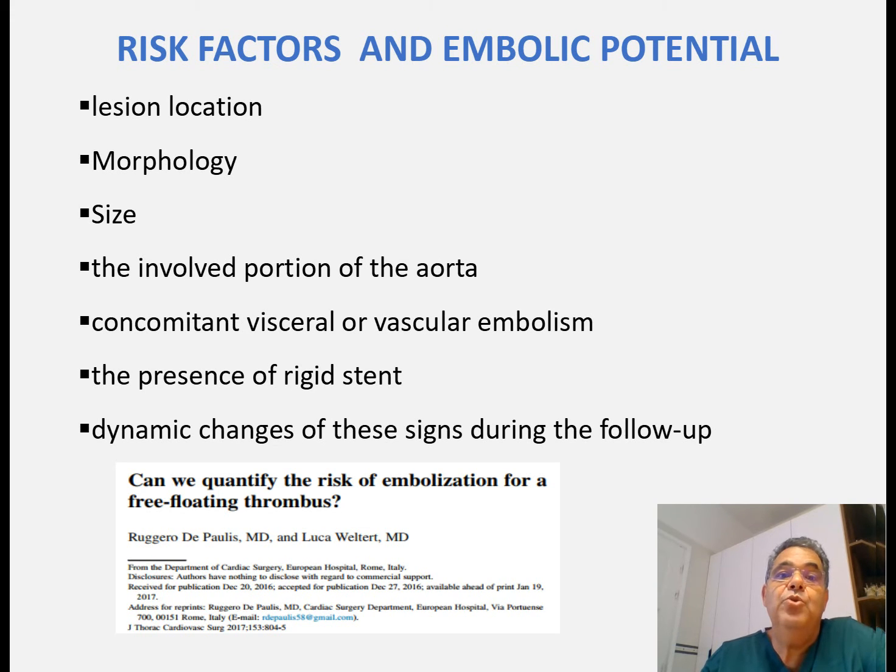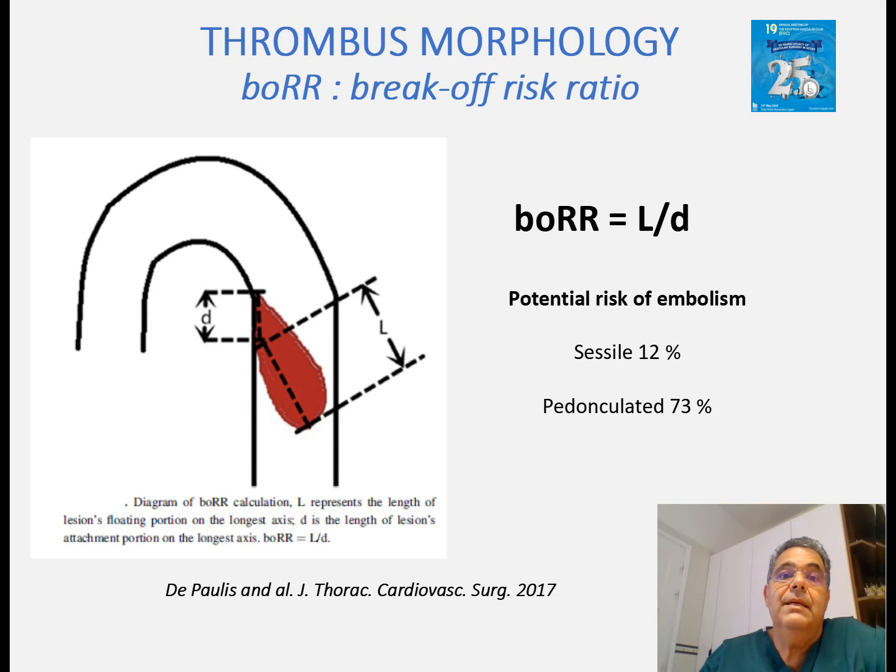So, do we have any index to predict the clinical evolution and the embolic potential of these free floating thrombi? How can we embrace the risk of a major surgical operation? The Polish team has defined a new parameter called the break-off risk ratio, or BOR, referring to the length ratio of the floating and the attached portion of the lesion, and a high value means a greater potential of breaking off. When we have a sessile one, it's at 12%, pediculated is 73%, so pediculated are at a higher risk of embolization.